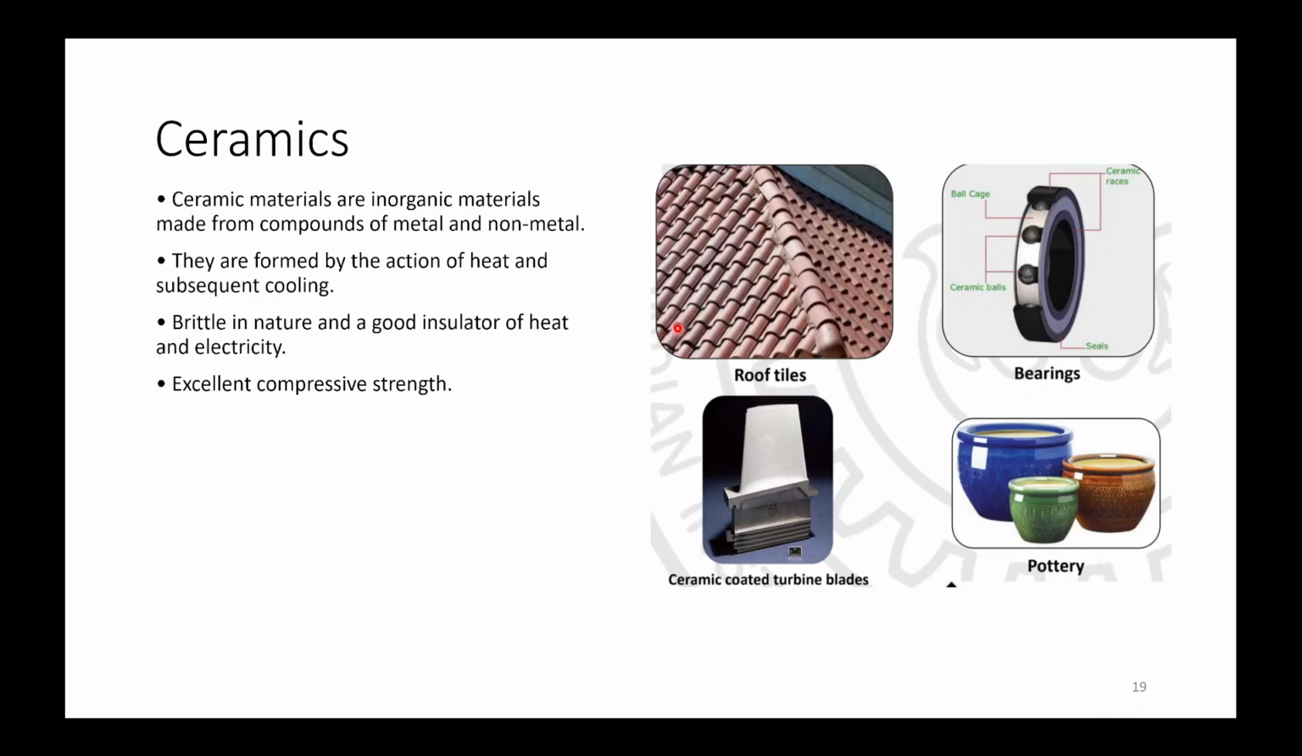Some of the applications of ceramics are forming roof tiles. Silicon nitride and silicon carbide can also be used in making bearings, and ceramic coated turbine blades. If we coat this on various things, it increases their corrosion resistance. And pottery is also made using ceramics.